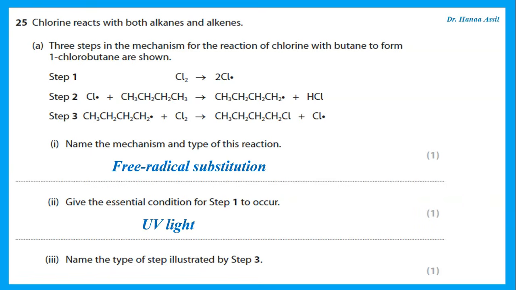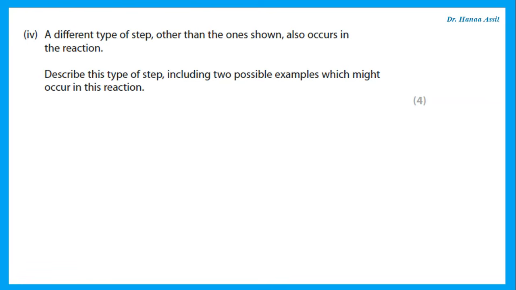And then we go into step 2, which we call the propagation step, in which we have the free radical reacting with the alkane to form a free radical, and then that free radical again reacts with chlorine. These are called propagation steps. A different type of step other than the ones shown also occurs in the reaction. Now describe this type of step, including 2 possible examples which might occur in this reaction.